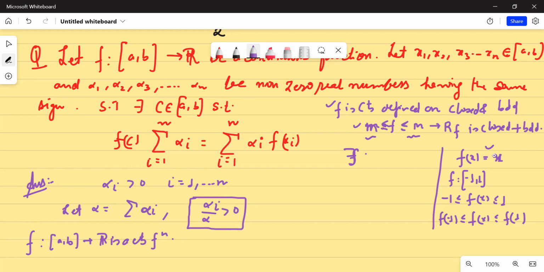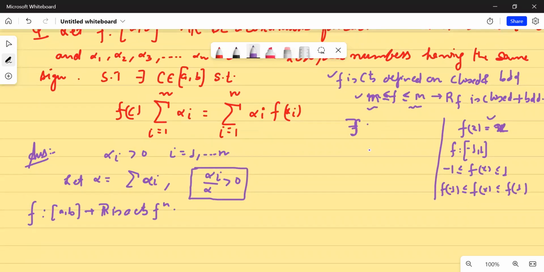अगर f(x) = x है, ये भी continuous function होता है, तो function minimum और maximum दोनों attain करेगा बेटा। समझ में आई? Minimum और maximum दोनों attain करेगा कि नहीं करेगा? हाँ हाँ सर। पक्का ना? ये बात समझ में आ गई?